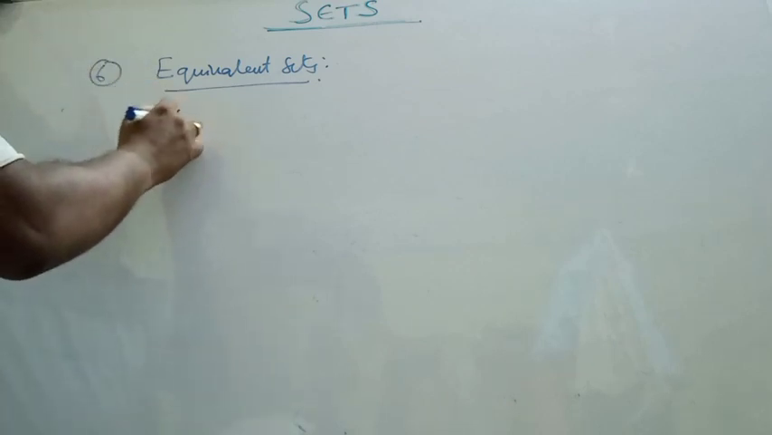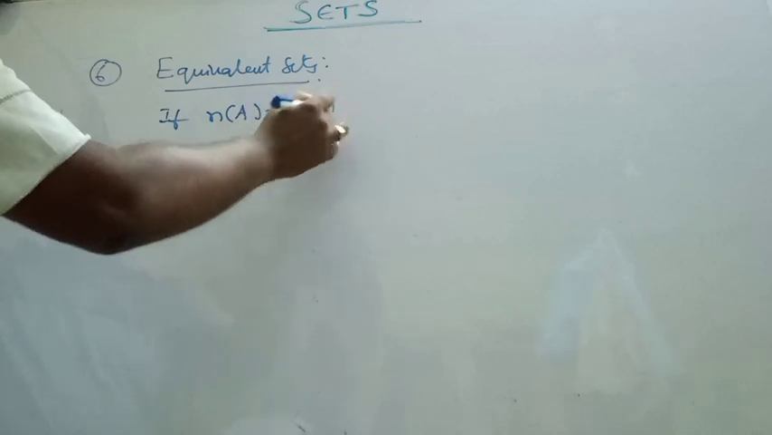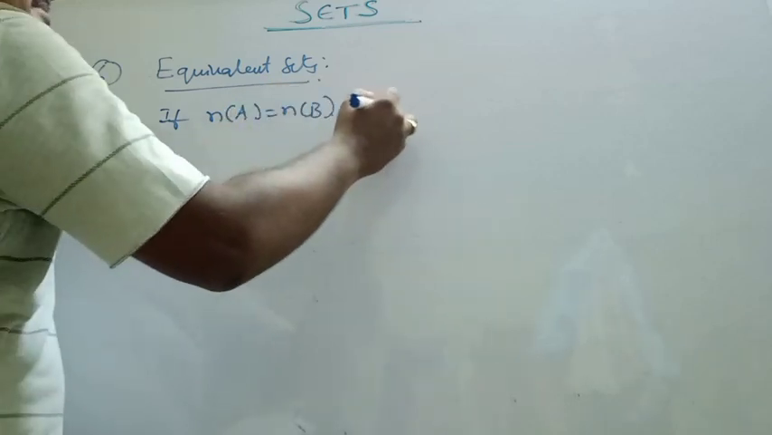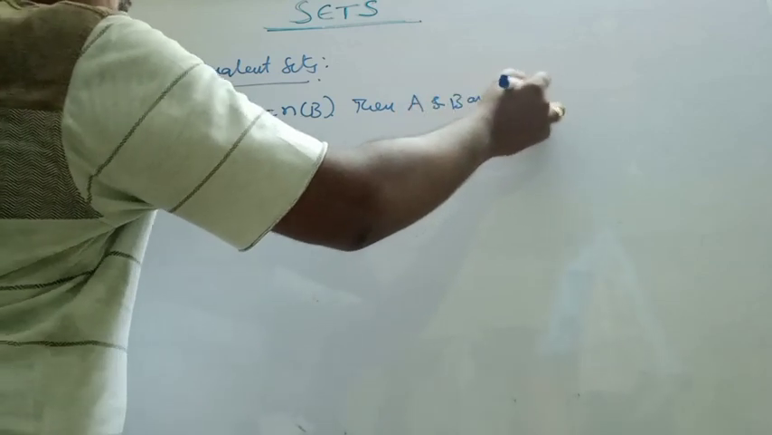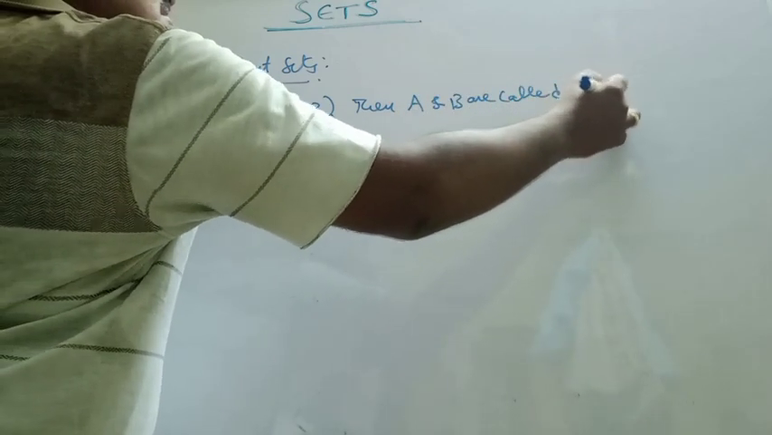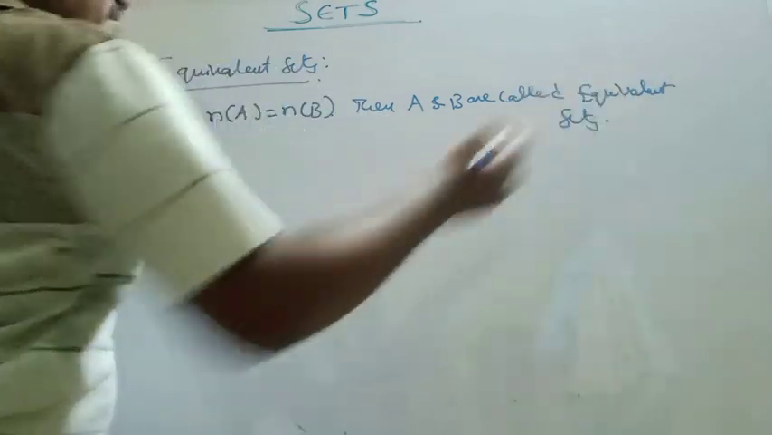What we mean by equivalent sets is this: suppose the number of elements of two particular sets are equal, then those sets are called equivalent sets. For example, if n of A is equal to n of B, then A and B are called equivalent sets.